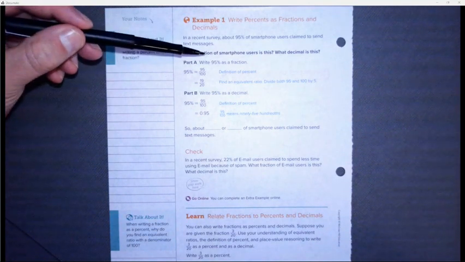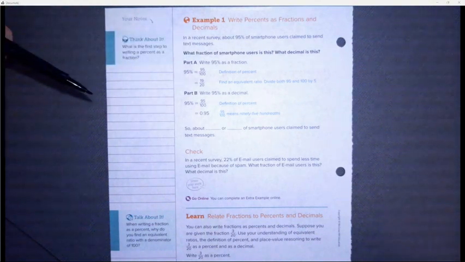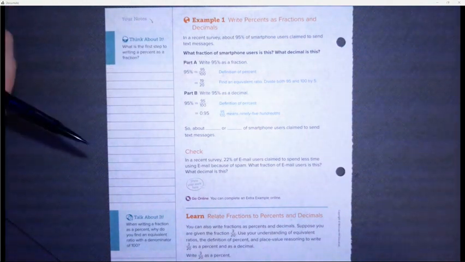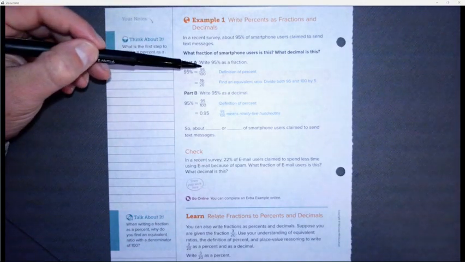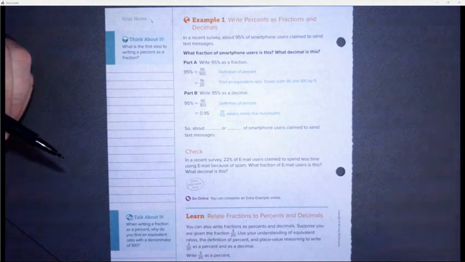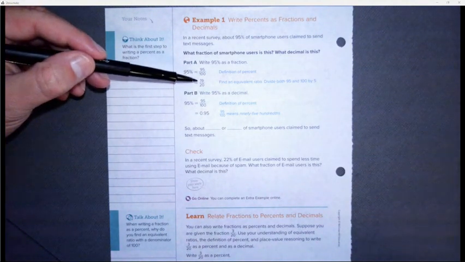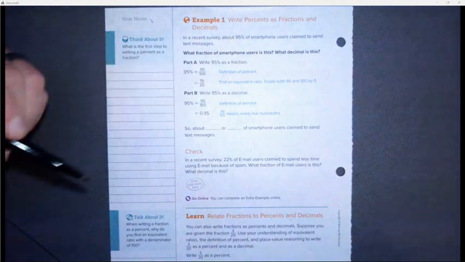Okay, so writing 95% as a fraction, we know that 95% means 95 per 100. So we get 95 over 100. And if we can, we want to simplify this fraction to its simplest form. Since 95 and 100 both end in either a 5 or a 0, we know they are divisible by 5. So if we divide them both by 5, we get 19 twentieths. So 95% is the same as 19 twentieths.